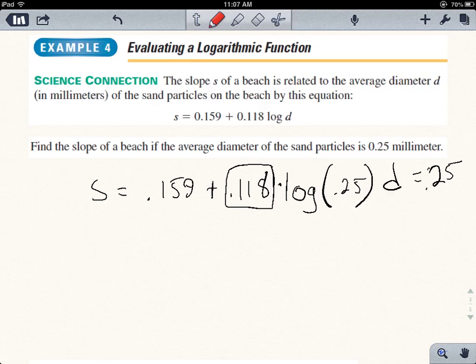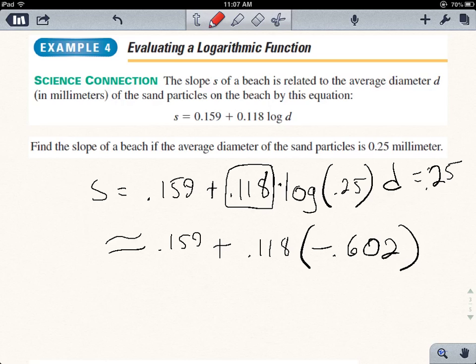Alright, so that's going to be roughly 0.159 plus 0.118 times negative 0.602, and we use the calculator here. We enter this in our calculator, and this is what we got. Then we simplify, and we get roughly 0.09. So the slope of the beach is 0.09.